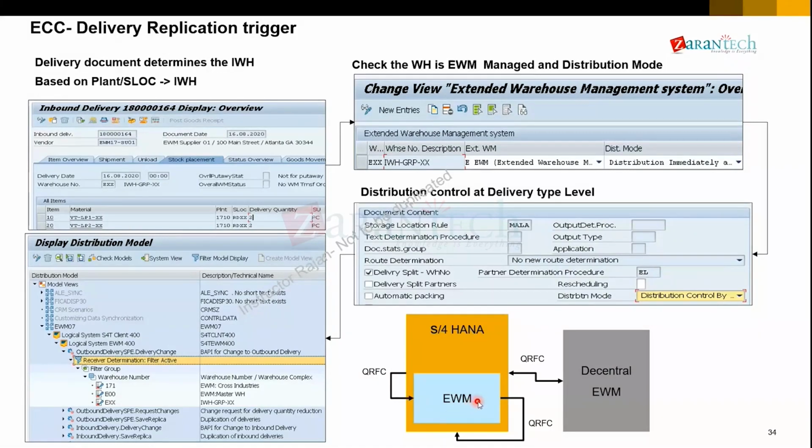And the communication from EWM to the S4 core happens by QRFC. For that, we don't need the distribution model. The business system group is just good enough. But still, we use QRFC. The QRFC is used both ways, but the distribution model is required only one way. For the reverse communication, it doesn't need a distribution model. Understood?